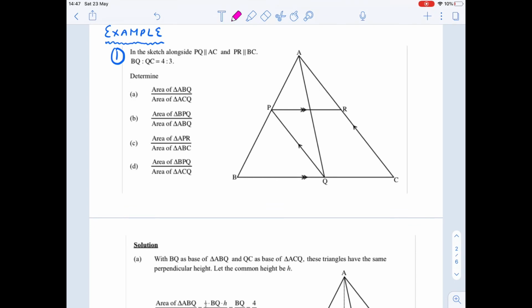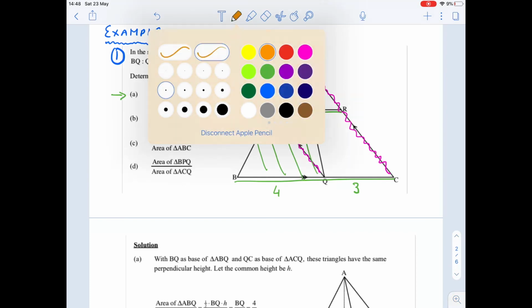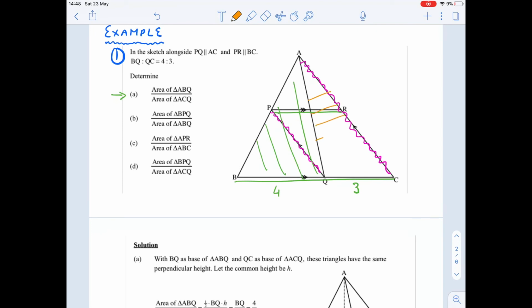In the sketch alongside, PQ is parallel to AC. We are also given that PR is parallel to BC, and that BQ to QC is 4:3. Remember, that is a ratio, not a length. The first question is, we want to find the area of ABQ over the area of ACQ. So essentially, we want to work out the ratio of the green one to the orange one.